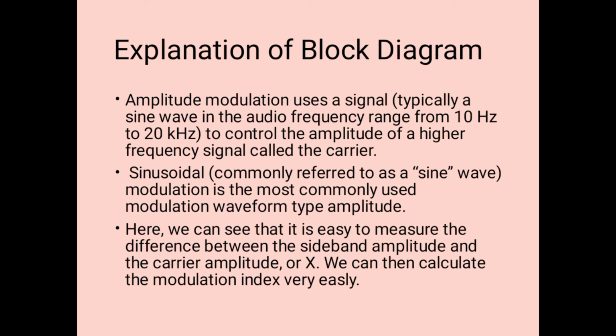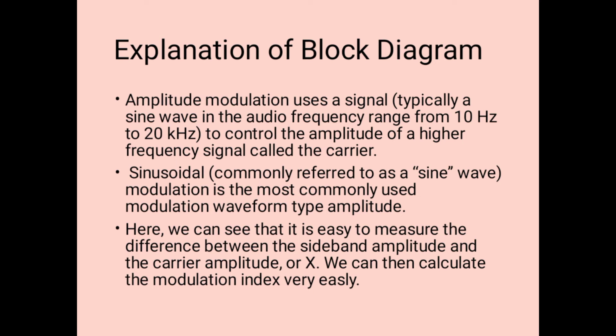Explanation of block diagram. Amplitude modulation uses a signal, typically a sine wave in the audio frequency range from 10 Hz to 20 kHz, to control the amplitude of a higher frequency signal called the carrier. So I'm taking a 10 Hz frequency.